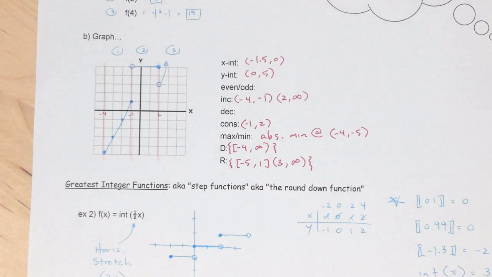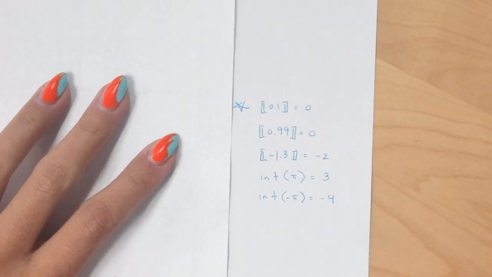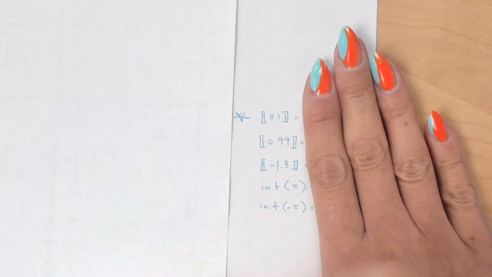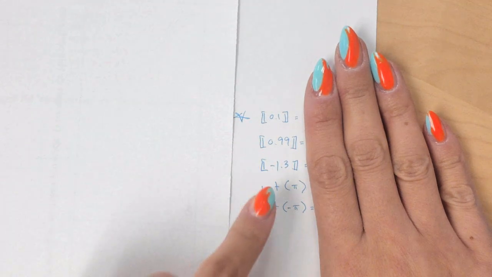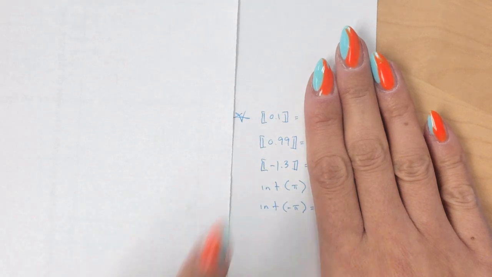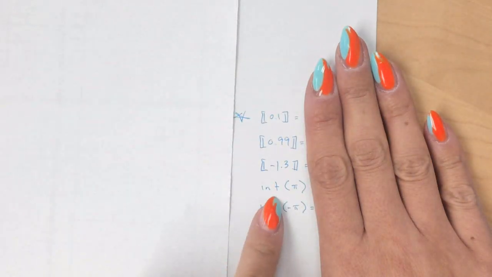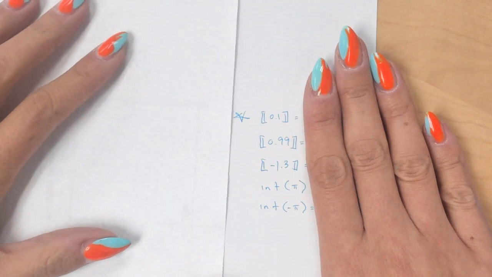Okay. Greatest integer functions. On the right side, I want you to write some things down. So I want you to write right here. What is the greatest integer of 0.1? We just talked about it. Round down, what do you get? Round down 0.99. What do you get? Round down -1.3. What do you get? Be careful here. What's -1.3 rounded down? That's to the left. What is pi rounded down? What is -pi rounded down? I want you to write an answer, and if you're wrong, that's okay. You can fix it. There's whiteout and there's eraser. Don't just copy me. Okay, I'm going to show you.